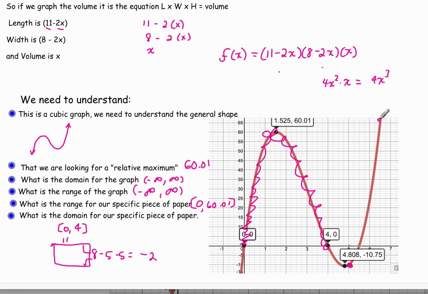And I can't have volume that goes on forever and ever, because I can't have cuts of 7, because 11 minus 7 gets me what? 4, negative 3. And if this was 7 and 7, that's negative 1, negative 8. That's the only reason your volume goes back up to being positive, because a negative times a negative is a positive.